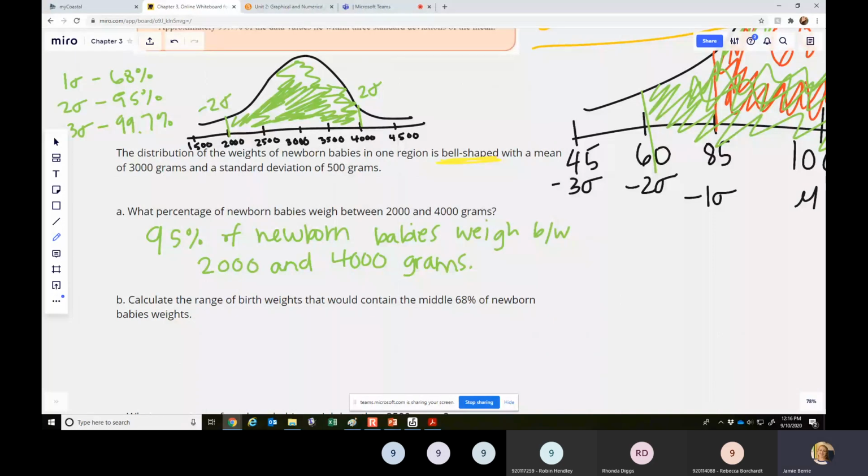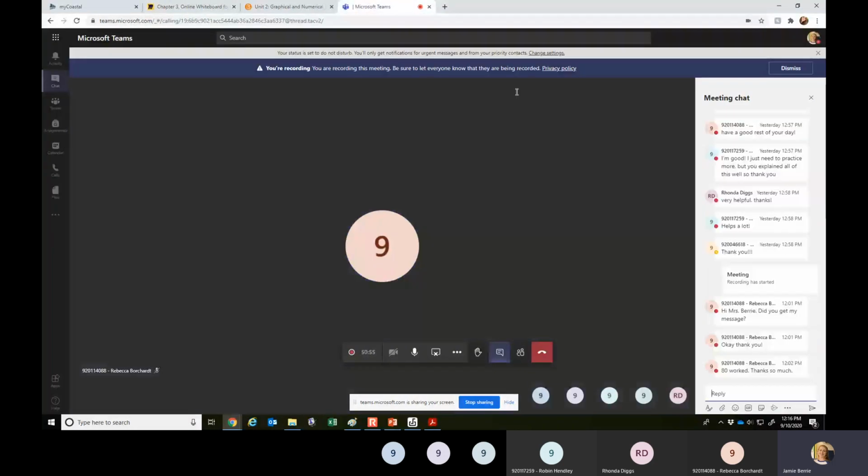Okay. Any questions about where we got the 95 at? Does everybody feel okay with the empirical rule so far? Yeah. Okay. Make sure I've got my chat up.